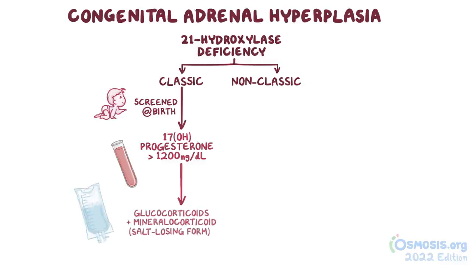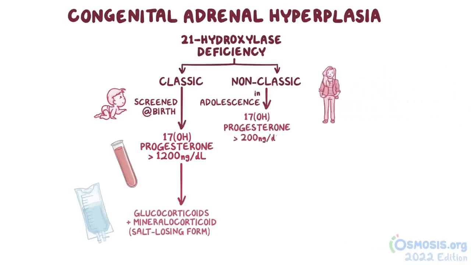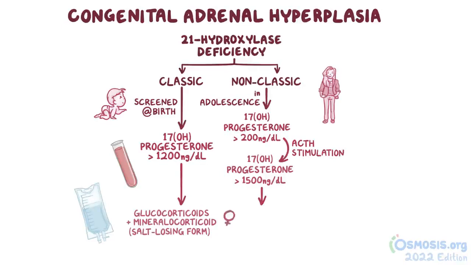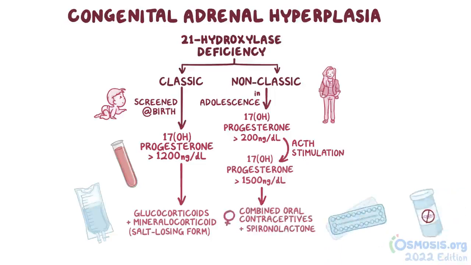Non-classic 21-hydroxylase deficiency is usually diagnosed in adolescence, and serum 17-hydroxyprogesterone is higher than 200 nanograms per deciliter before ACTH stimulation, and can exceed 1500 nanograms per deciliter after ACTH stimulation. In females, combined oral contraceptives and spironolactone can be used to manage symptoms, whereas affected males typically don't require treatment.